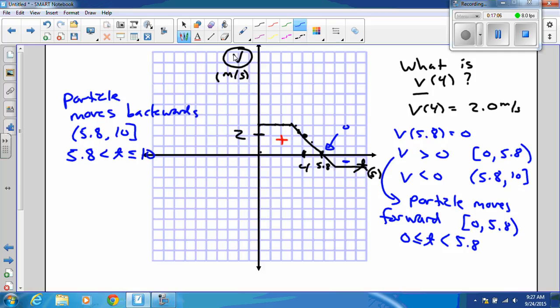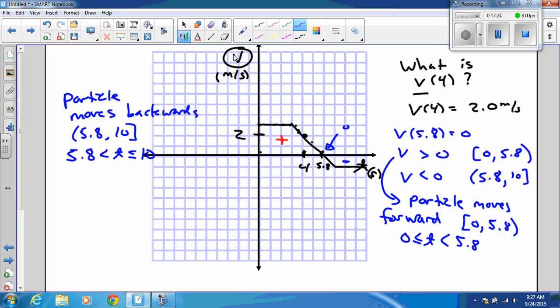So this is a constant velocity of 3 meters per second. And then we come to a, how do I interpret the 0 velocity right here at 5.8? What does that mean? It's stopped. That's exactly right. So if I were to act out this velocity graph, it would be like this.